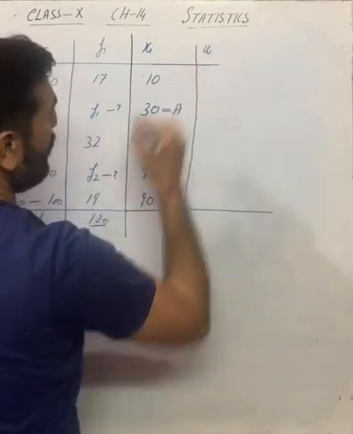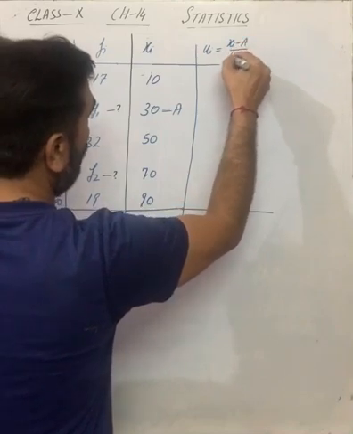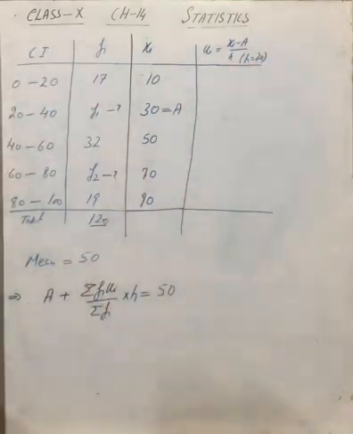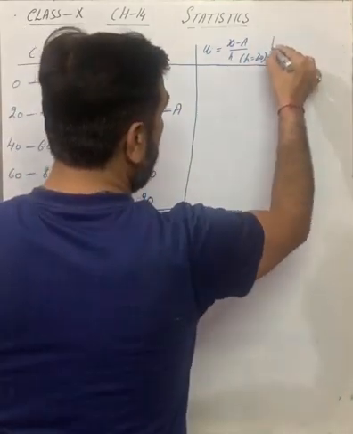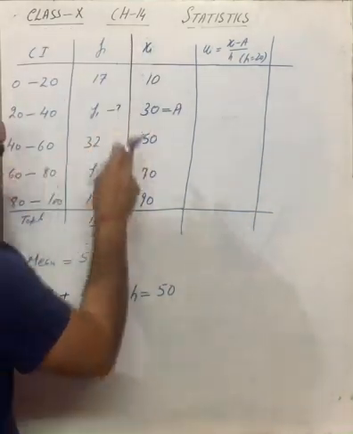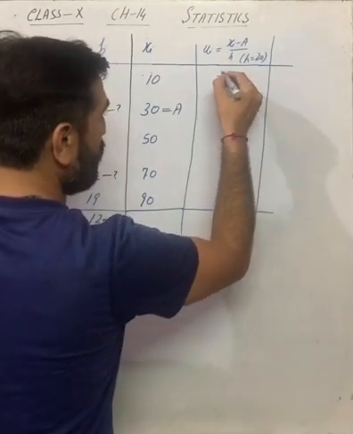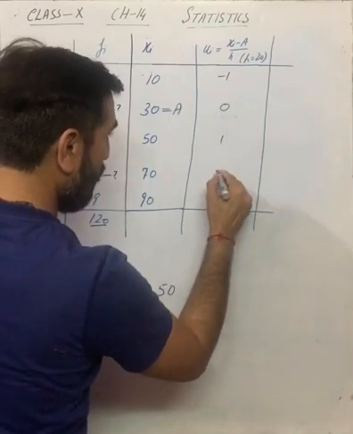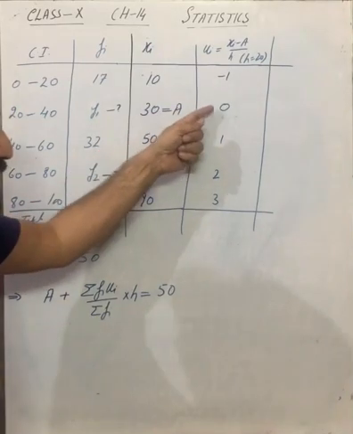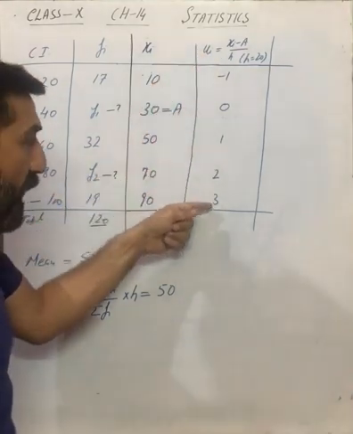The next column which we need to generate is ui. ui means xi minus a over h. What is h here? It is the class size, that is 20. And I hope you remember the method to write ui's. Where you have taken a, write exactly 0 in front of it, and in the upward direction write -1, -2, -3, and in the downward direction it is +1, 2 and 3. Whatever these intervals are, you just need to put 0 at the position of a, and then -1, -2 upward and 1, 2, 3 downward.